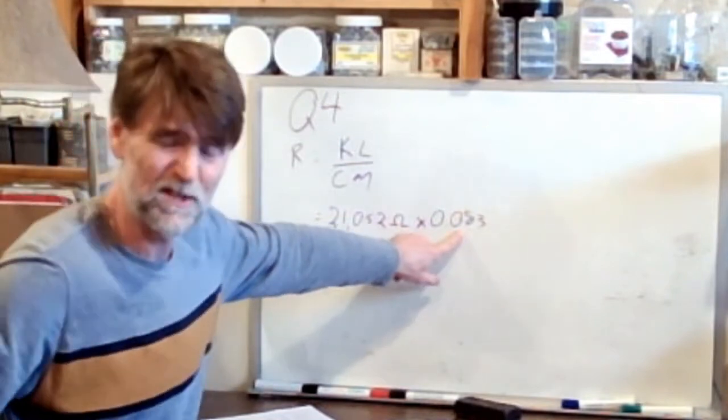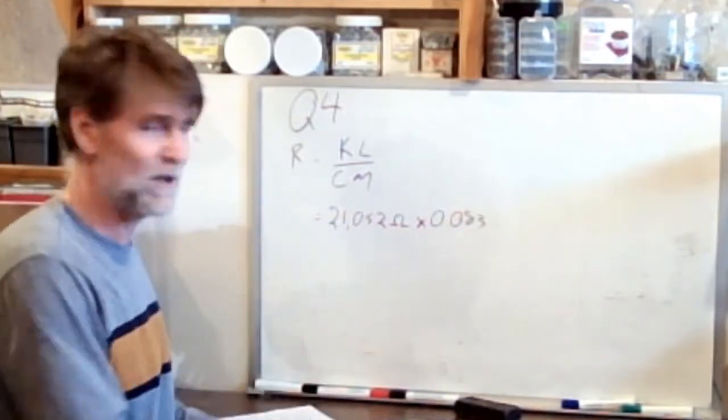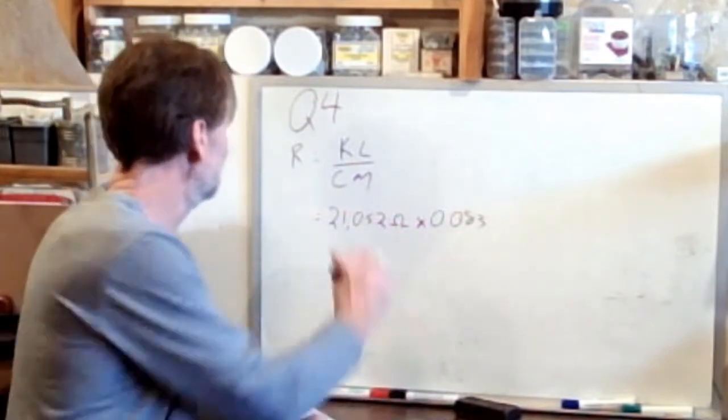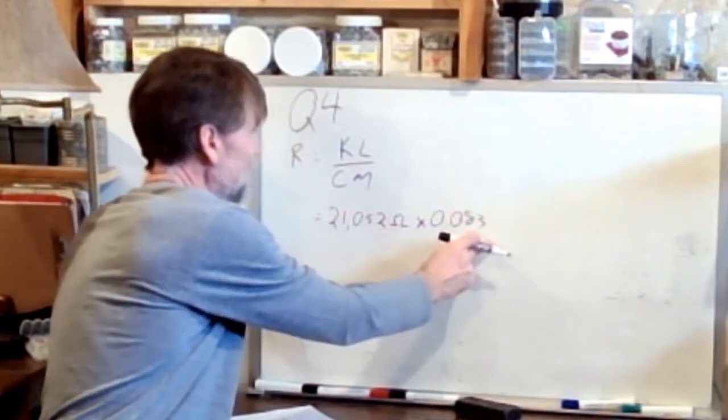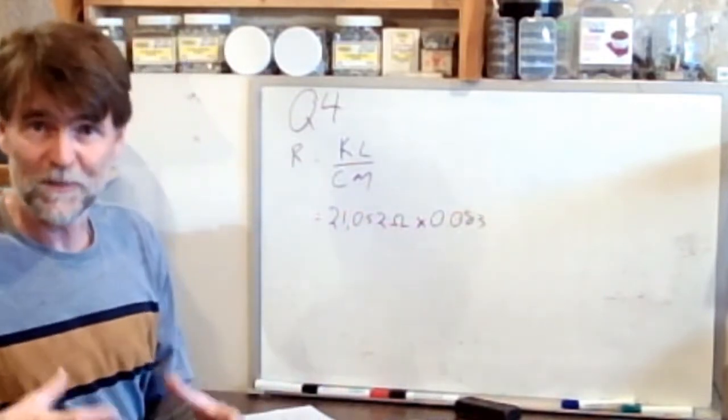So another good reason to not really like the imperial system. The metric system actually turns out to be nice and friendly. We never end up with strange numbers like that. But nevertheless, that is the decimal value of 1 inch expressed in feet.